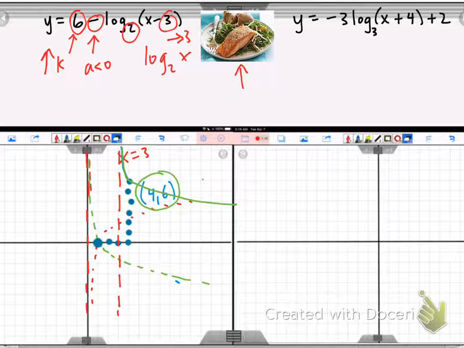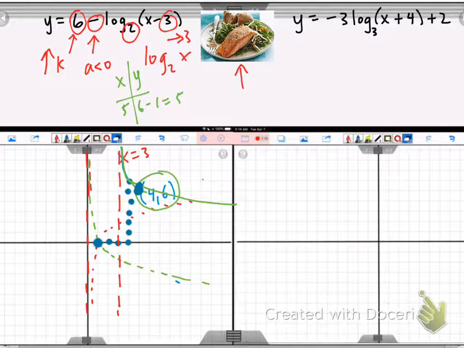We could find another key point if we wanted to. Again, notice that the base is 2, so we're going to make the argument some power of 2. We're going to make the argument 5. 5 minus 3 is 2. Log base 2 of 2 is 1. 6 minus 1 is 5. So the graph also goes through the point 5, 5. It's really hard to get that. So there's another point on the graph, 5, 5.